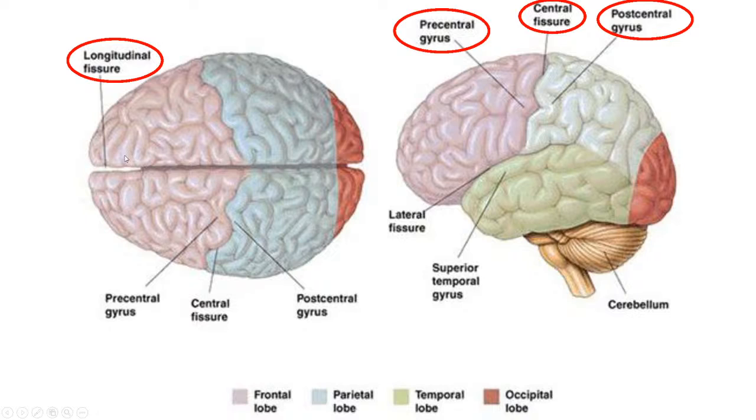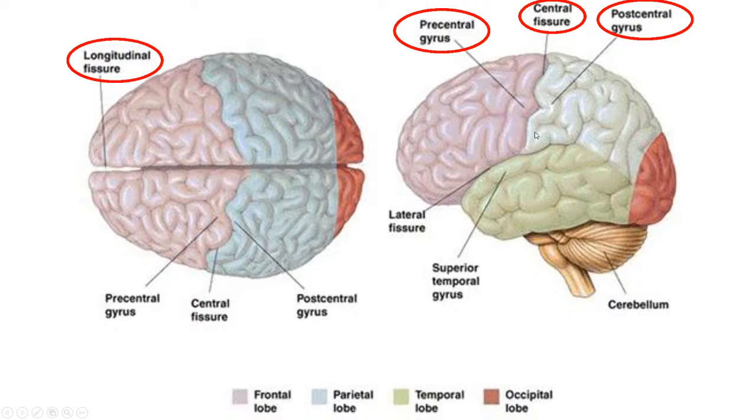Here we have one more time the longitudinal fissure separating the left and right hemispheres of the brain. Here we have the central fissure or central sulcus separating the frontal and parietal lobes. You can see that here as well, central fissure separating the frontal and parietal lobes. Now, right here we have the precentral gyrus. Pre because it's before, right? If you go from front to back, before the central fissure is a precentral gyrus. Now, after the central fissure is a post-central gyrus.